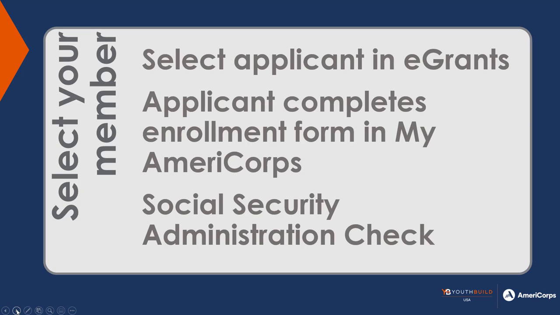So we're going to invite the individuals. They're going to complete their enrollment form in My AmeriCorps, and then that's going to trigger an automatic Social Security eGrants administration check. So let's walk through each of those steps.